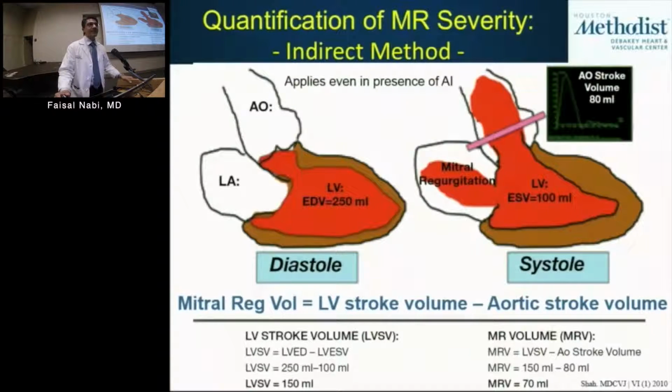Now there are two places blood can be displaced, either out through the aorta, which we can easily measure, or into the left atrium. So if you know how much blood is displaced, which is the LV stroke volume, and you can measure how much flow is going out through the aorta, the difference is therefore your mitral regurgitation.